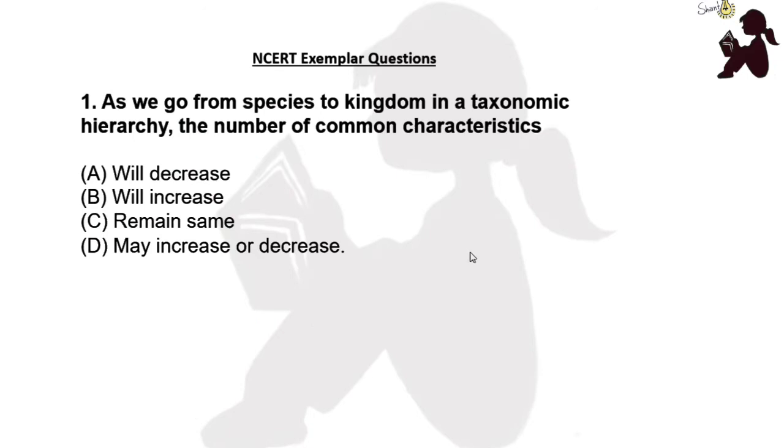The first question is, as we go from species to kingdom in a taxonomic hierarchy, the number of common characteristics: option A, will decrease; option B, will increase; option C, remain same; and option D, may increase or decrease.